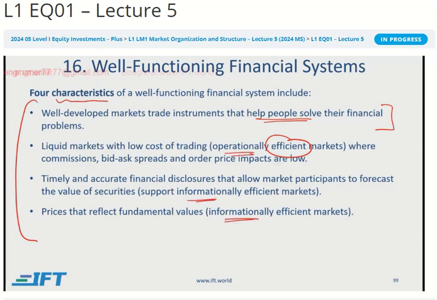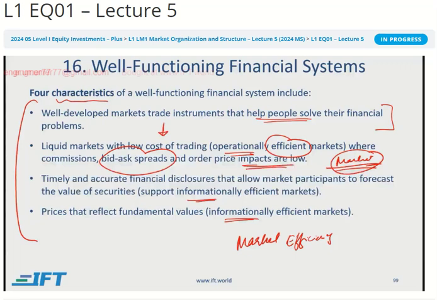Now that is something which will be discussed in a lot more detail when we talk about market efficiency. There's a whole learning module for market efficiency, but I'll just give you a sneak preview. Operational efficiency basically means the bid-ask spreads should be low, so that the cost of trading is low. When you place a market order, it should not only be executed immediately, it should be executed at good prices. Otherwise, the impact cost will be very high. The bid that you might have or the ask that you might have, there might be a huge difference between the two.